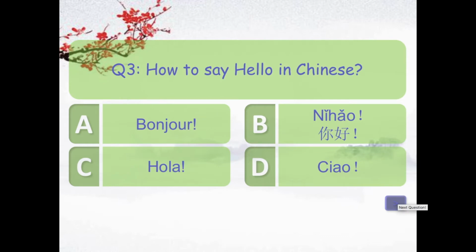How to say hello in Chinese? Okay, we have 1, 2, 3, 4 different options. Let's see, which one is most like the complicated writing you've seen before? This one, right, with the symbols. 你好.